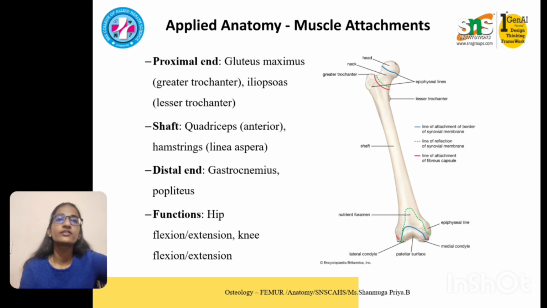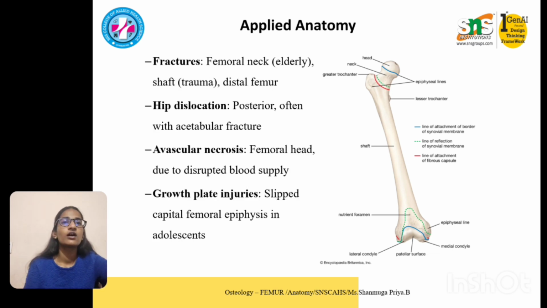In applied anatomy, the fractures include femoral neck fractures in the elderly, shaft fractures from trauma, and distal femur fractures. Hip dislocations are often posterior, sometimes with acetabular involvement. Avascular necrosis affects the femoral head due to blood supply disruption. Growth plate injuries like slipped capital femoral epiphysis occur in adolescents.